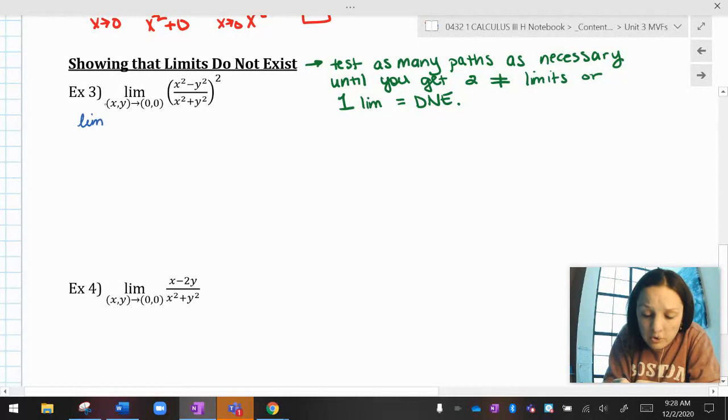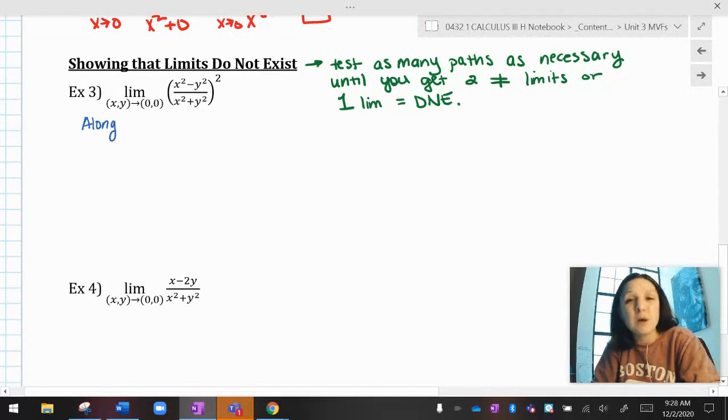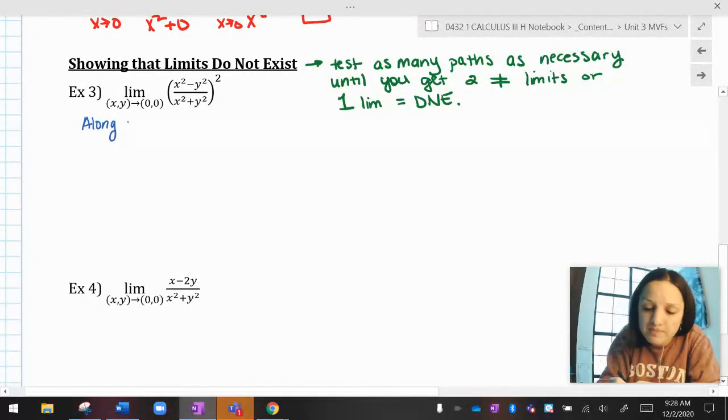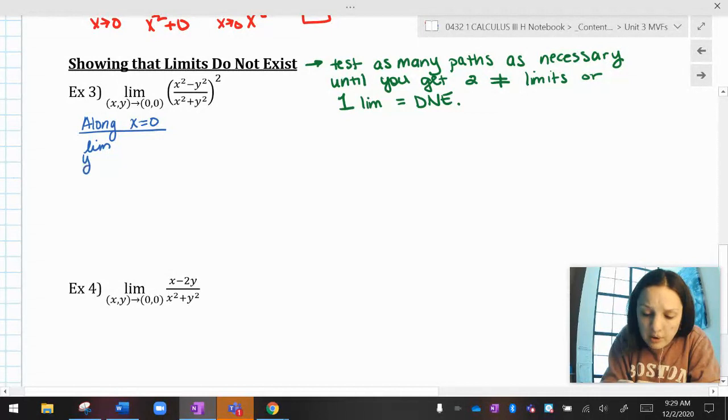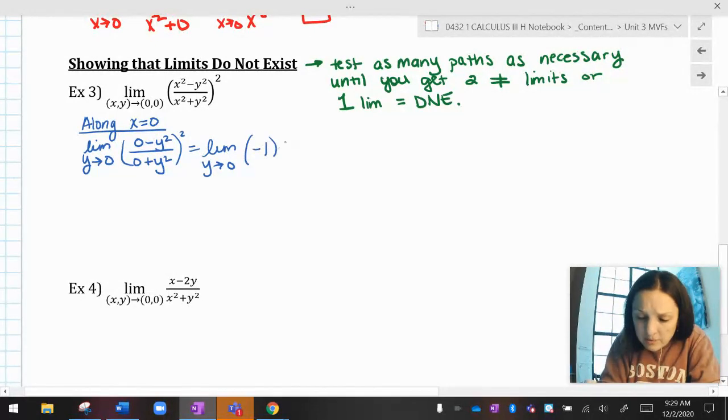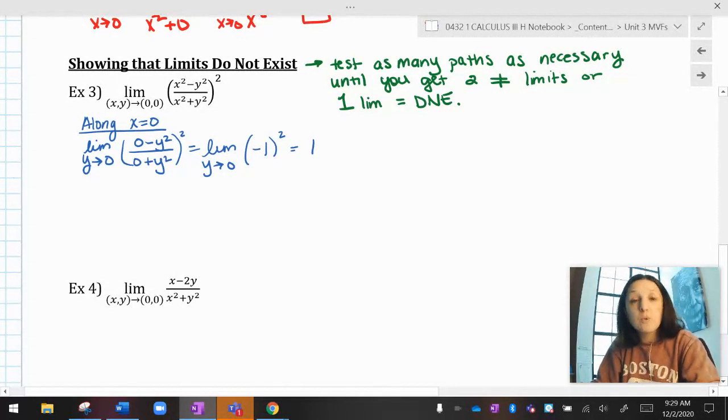Easiest paths to try that you should always start with is the path of x equals a number or y equals a number, because they're just the easiest way to go. So if I pass along the line x equals 0, then all the x's become zeros, and y is the only thing I've got left. So I have (0 minus y squared) over (0 plus y squared), all squared, which is the limit as y approaches 0 of negative 1 squared, which is 1. Okay, so along the path where x equals 0, I get 1.